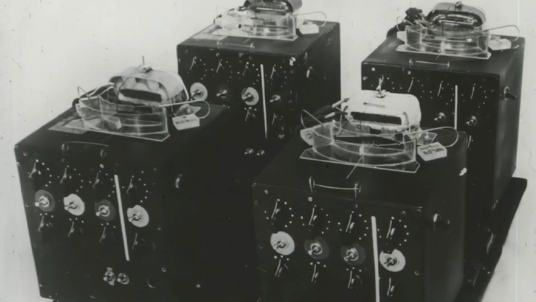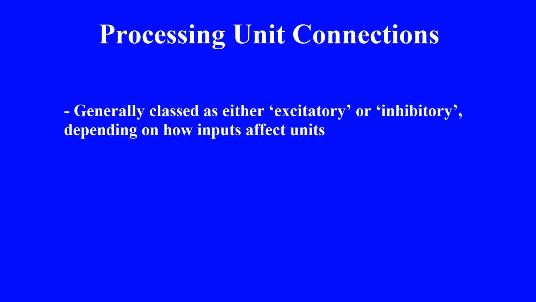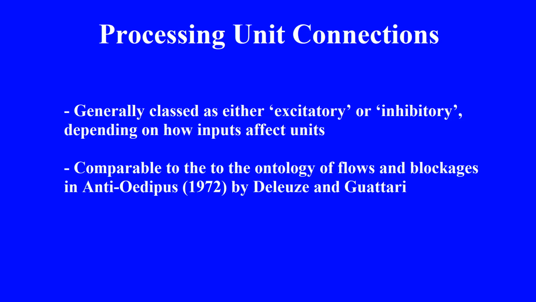This is the stability of homeostasis, which I believe forms the basic cybernetic ontology of many machinic systems, such as parallel distributed processing systems. The connections between processing units are classed as either excitatory or inhibitory connections, depending on how inputs affect the units. This can also be likened to the ontology of flows and blockages which we get in Anti-Oedipus by Deleuze and Guattari.